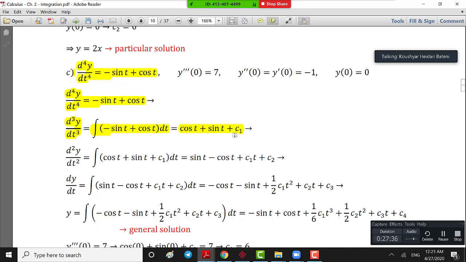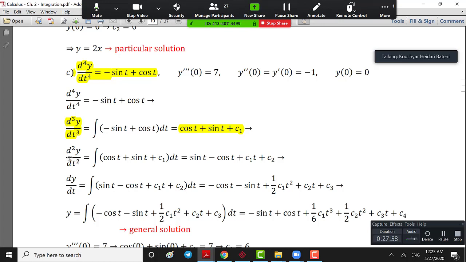Okay, we give a name to this undetermined constant because we know we're going to have more of them. Now, we take the integration of this side and equate it to the integration of the other side. And we're going to reach this d2y over dt2. Integration of cosine plus sine plus c1 is sine minus cosine plus c1t plus c2.